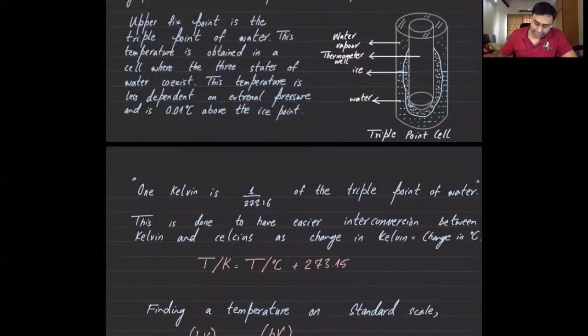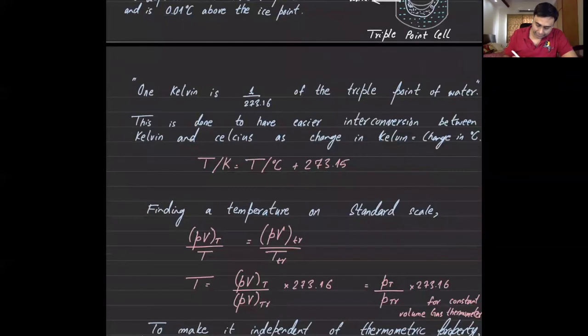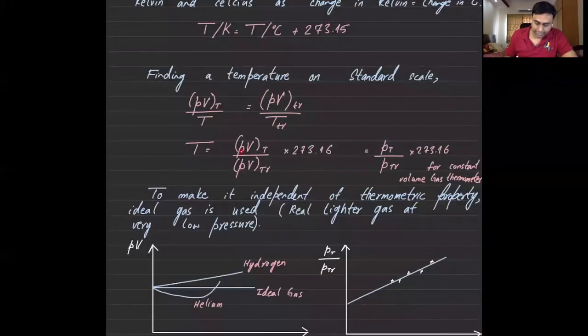Now I can rearrange this equation to get the value of temperature that I need to find out. And the value of temperature would be PV at any temperature over PV, the product of pressure and volume at the triple point, times 273.16. And then if I'm using a constant volume gas thermometer to get these values, the factor V will cancel out because it's a constant volume gas thermometer. So it becomes PT over PTR times 273.16.